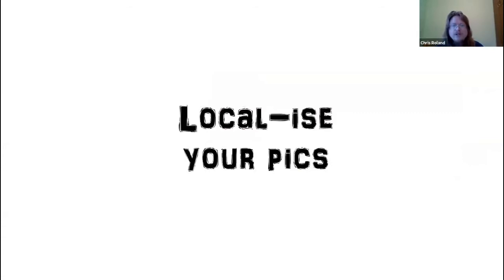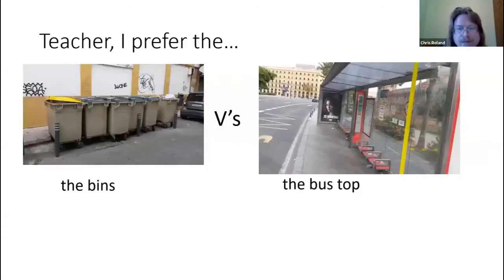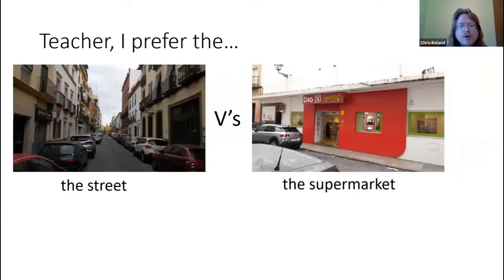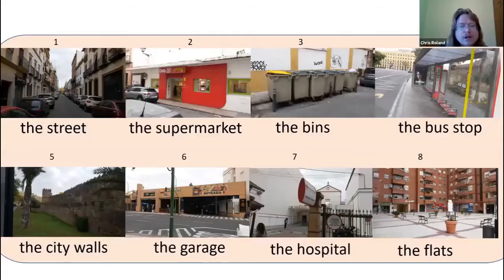You may notice though with these that these pictures are distinctly Spanish in style. What I've done is, instead of using the places from the book, I've just gone around and taken photographs. So this street is actually 2 streets up from my house. This is one of the local supermarkets I go to.